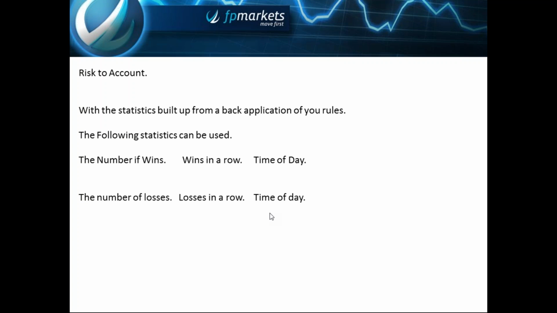Certainly the European Open and the US Open provide lots of activity in the futures markets at that particular time, and in the gold market as well, around those 2 opening times. That's when the move really gets underway and can produce a number of wins in a row or a number of losses in a row.